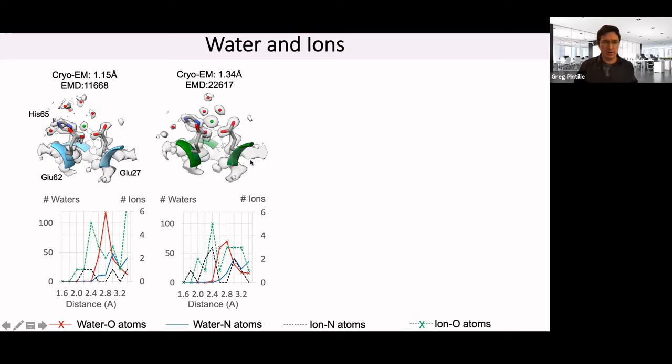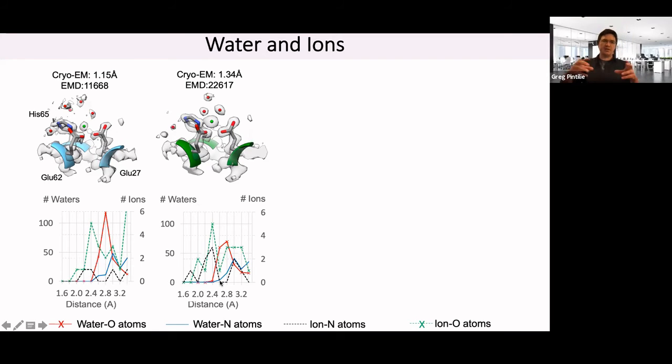Now, at lower resolution, it still found an ion in a similar position. The waters seem to have slightly different positions, and in this case, the peak for the water atoms is a little bit smaller. So it only placed about 80 water atoms at about 2.8 angstroms away, and it placed 50-something at 2.6 angstroms away.